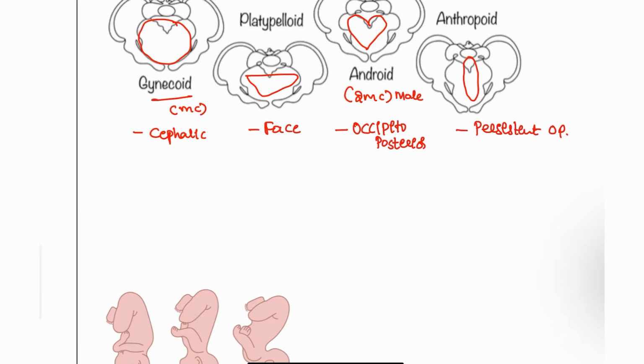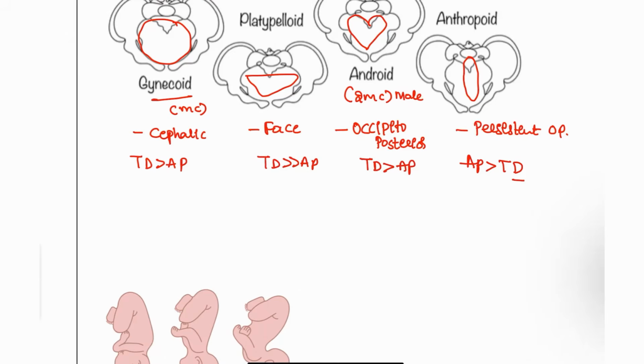Next, another thing that you have to remember is the transverse diameter and anterior posterior diameter. In gynecoid, the transverse diameter is more than the anterior posterior diameter. Same as android also, the transverse diameter is more than the anterior posterior diameter. Whereas in anthropoid, the anterior posterior is more than the transverse. Next, platypelloid, the transverse diameter is more than the anterior posterior. The only thing you have to remember is the anthropoid, which is more in the anterior posterior.